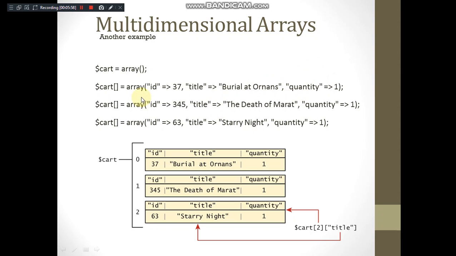Similarly, for the next location, cart of 1, when you are not mentioning the index, they are automatically stored in the next empty location, so they are stored at 0 1 2 respectively. You can just observe how they get stored here. And if you refer to $cart2 of title, this is where it is coming, Starry Night. Sorry, quantity.